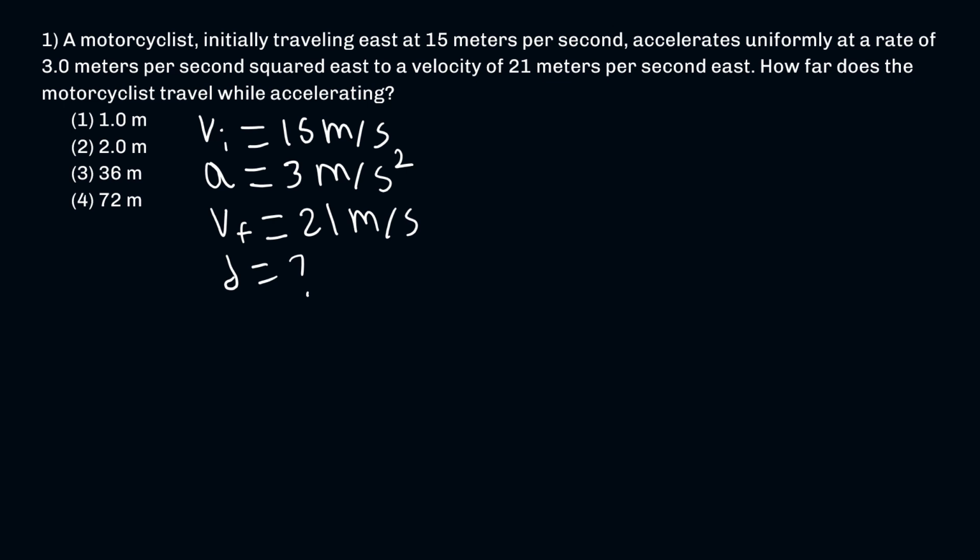Acceleration would be A subscript x. VF would be just Vx, and then D would be change in x. So very similar, same idea as the AP notations.